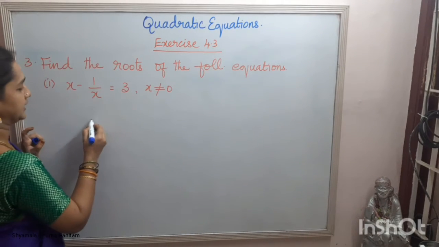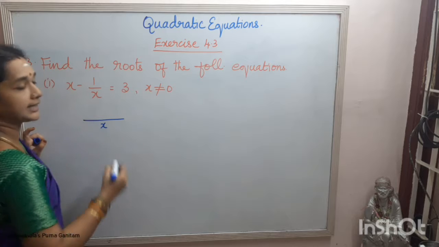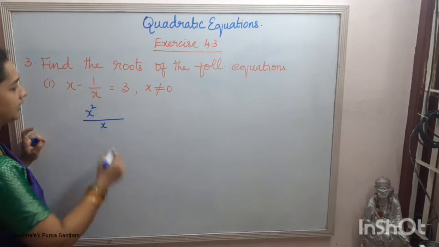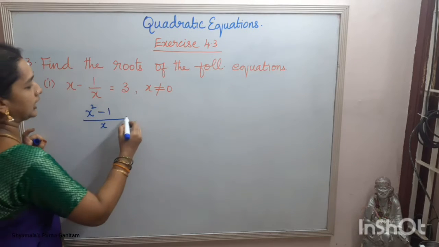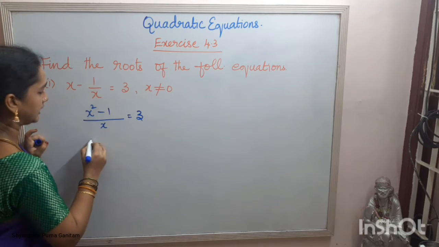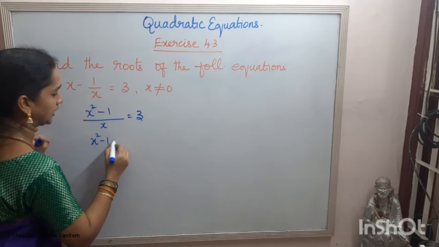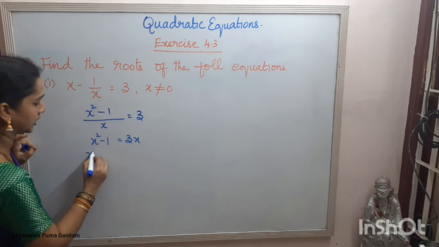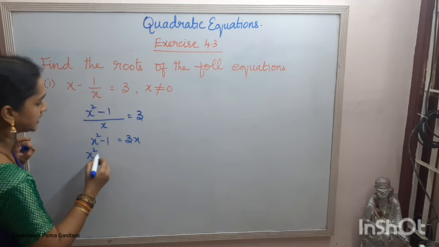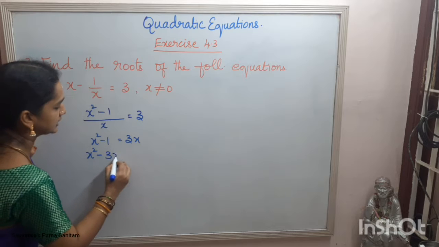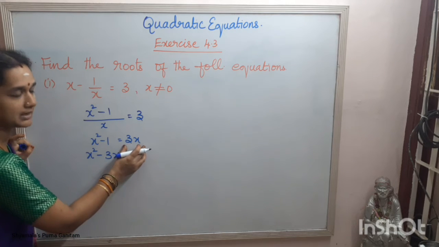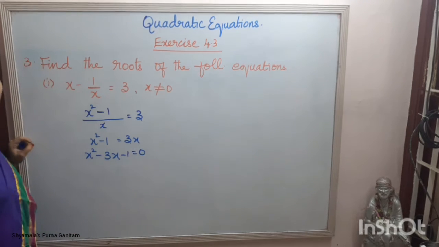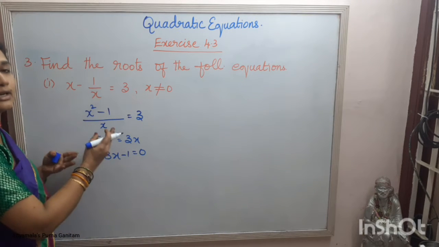So when we simplify this, we will take x as LCM. If we take x as LCM, we will get x squared minus 1 over x, is equal to 3. So here then x squared minus 1 is equal to 3x. Now we will make it a quadratic equation. We will write it in the general form. So that is x squared minus 3x minus 1 is equal to 0, since I am bringing the 3x to this side. So now we got a quadratic equation.